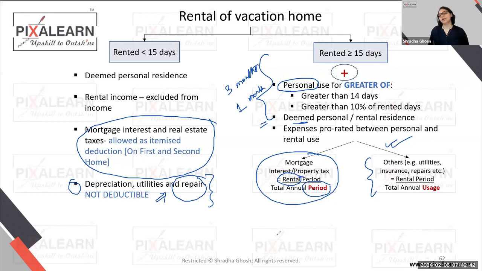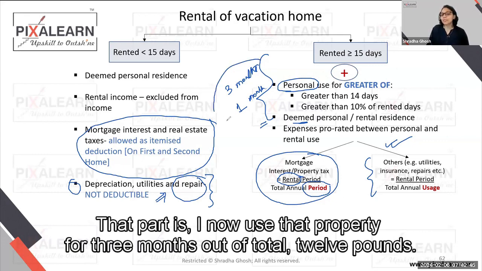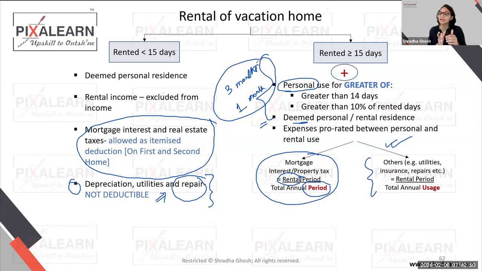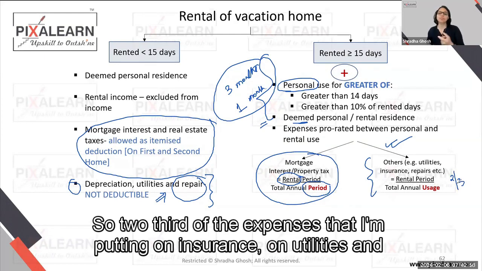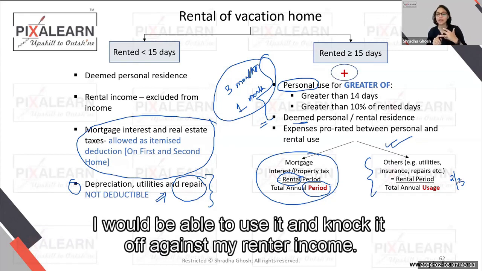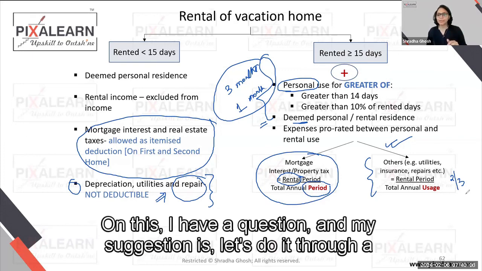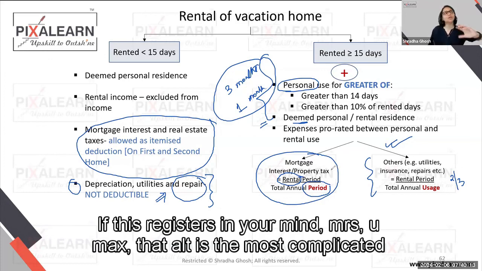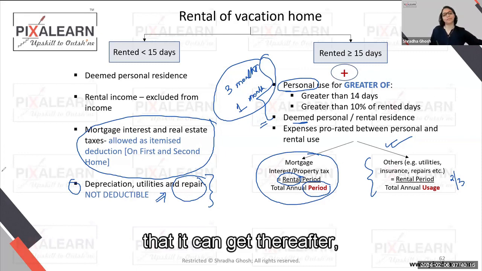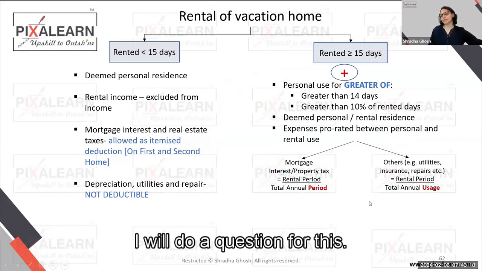What is that part? I now use that property for 3 months out of the total 12 months. And out of those 3 months, I rented it for 2 months. So only for 2 out of 3 months, I would be able to use 2/3 of the expenses that I'm putting on insurance, on utilities, and on repairs, and knock it off against my rental income. Now, I have a question, and my suggestion is let's do it through a question. If this registers in your mind, this is the most complicated that it can get thereafter. Okay, I will do a question for this.